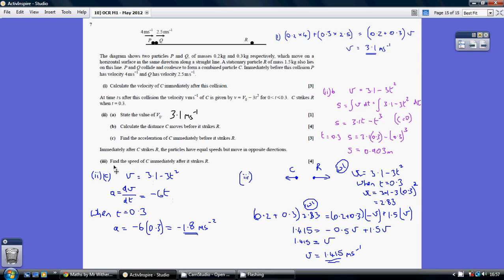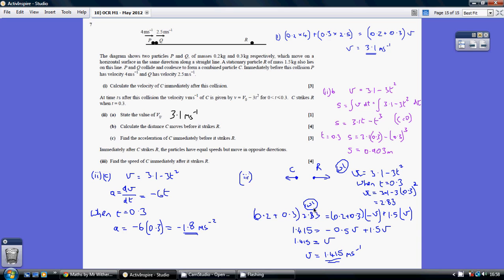Now for part 3, immediately after c strikes r, the particles have equal speed but move in opposite directions. Find the speed of c immediately after it strikes r. Okay, so afterwards they're going to be going in separate directions. So beforehand, we've got this combined p and q. Okay, so now called c. So that has a combined mass of 0.5.